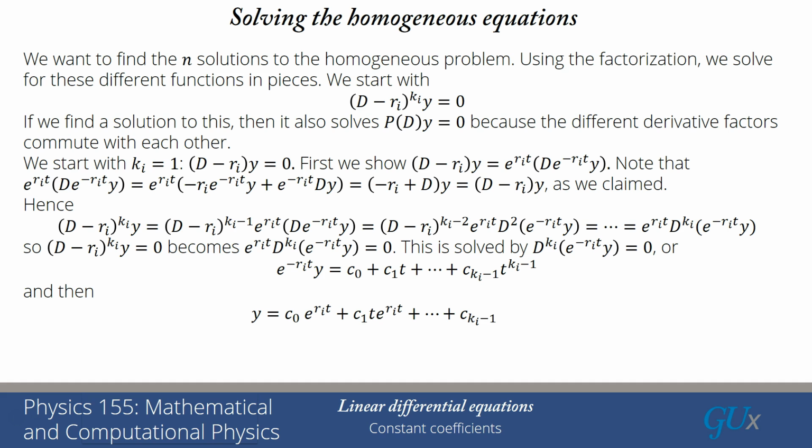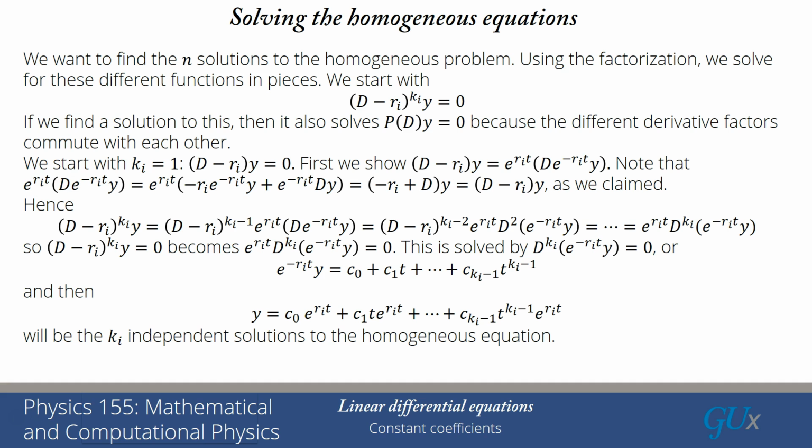It's the exponential times t, the exponential times t squared, all the way out to the exponential times t to the k_i minus 1. And those will be k_i independent solutions of the homogeneous equation. So we've now solved or found the solutions for one of those factors. Effectively, it's just the exponential of the root times t, and then I add powers of t up to k_i minus 1. So I start with no powers of t, and I go all the way up to k_i minus 1, and then I stop. And those are the independent solutions to that simple differential equation.